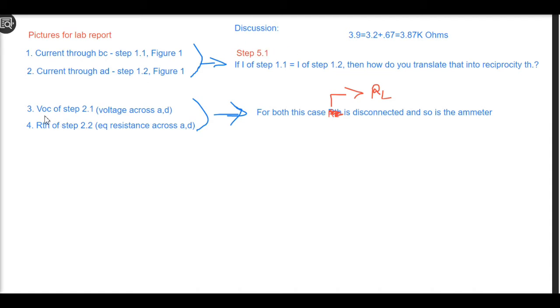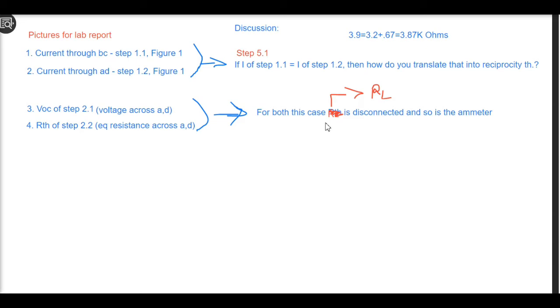The third picture is going to be during your discussion of Thevenin's theorem. If you remember, we take 2 readings. One is the open circuit voltage, and the other is the Thevenin resistance. With the help of these 2, you represent a complex circuit as an equivalent circuit. While you do that in steps 2.1 and 2.2, you have to take the readings, and I added a footnote over here about the Thevenin circuit.